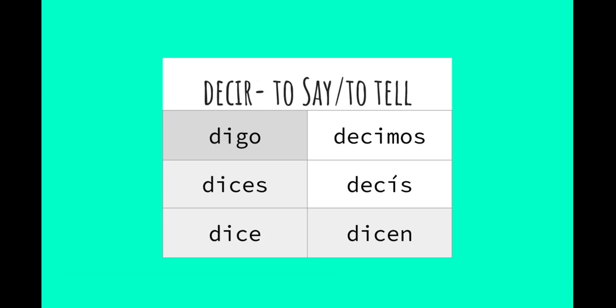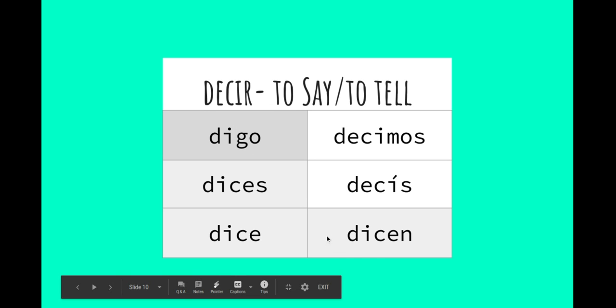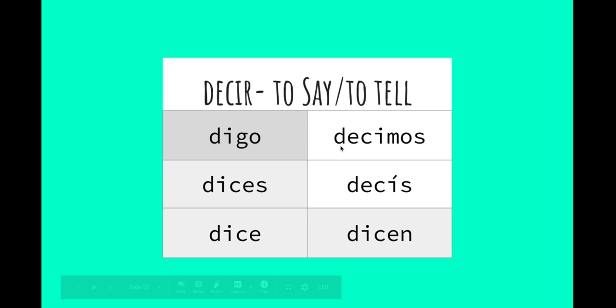And then our last one, decir, means to say or to tell. Okay, so to say something to someone or to tell the truth. All right, decir. Again, we have our go verb. Go shows up right here in the yo form. And then we have dices, dice, dicen. The E changes to I, just I, in our boot or our low top. And then it goes back to normal outside of it. Decimos, decís.